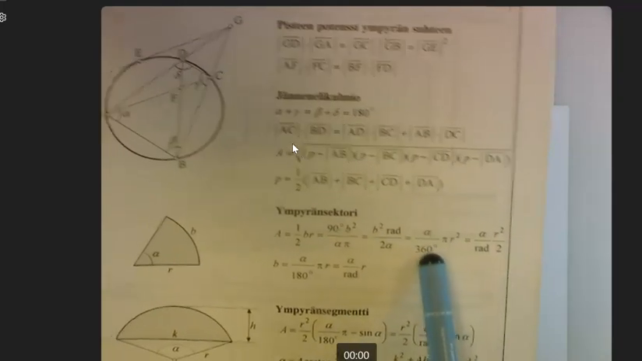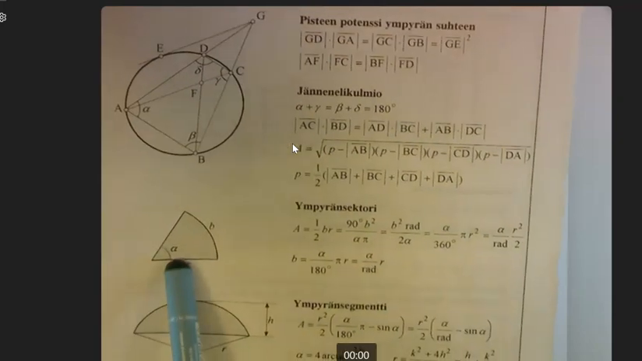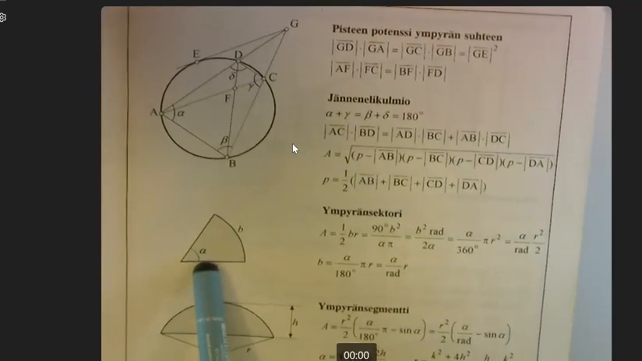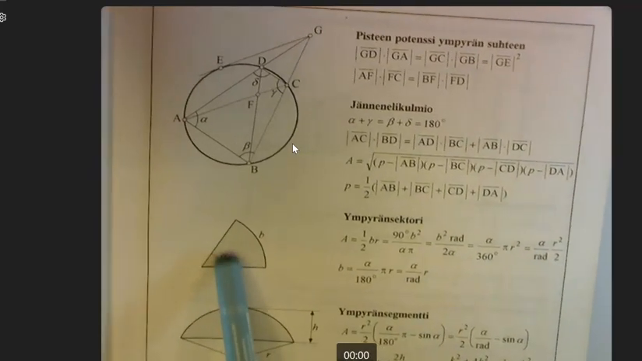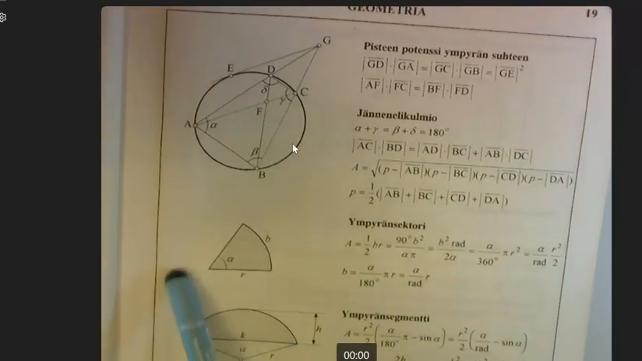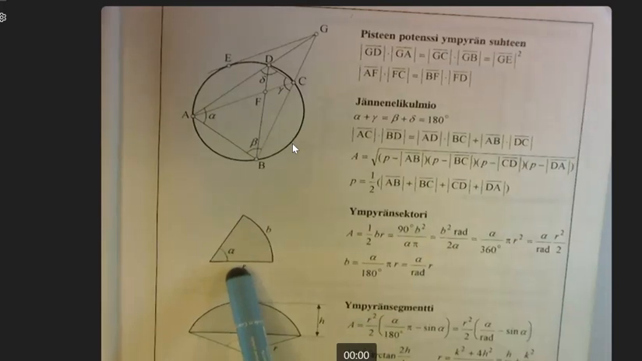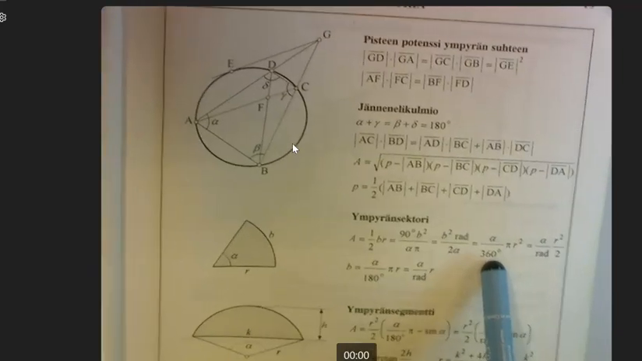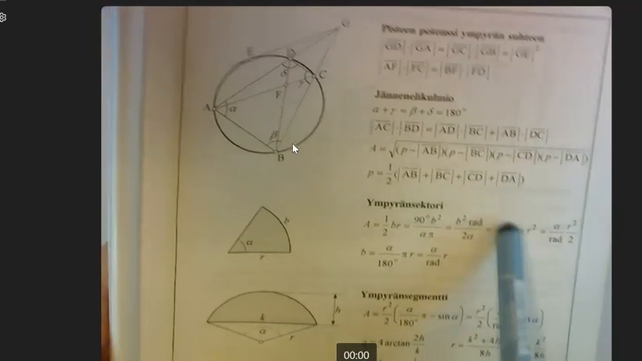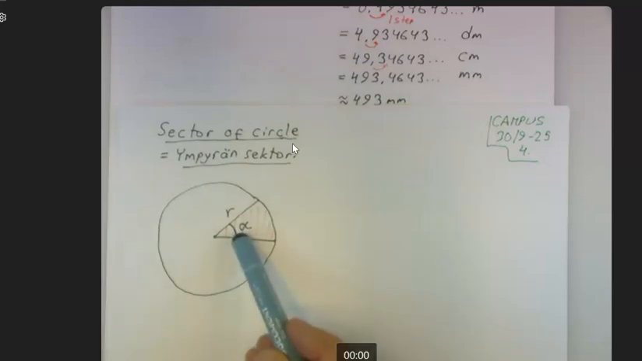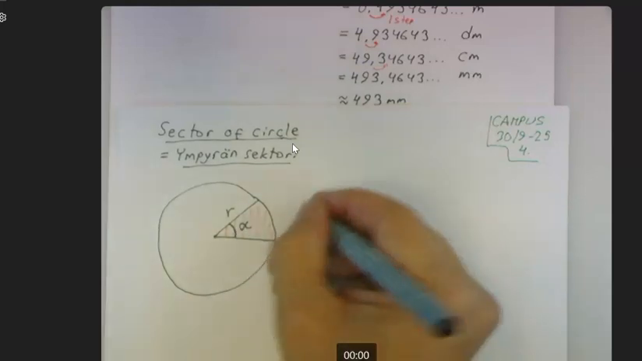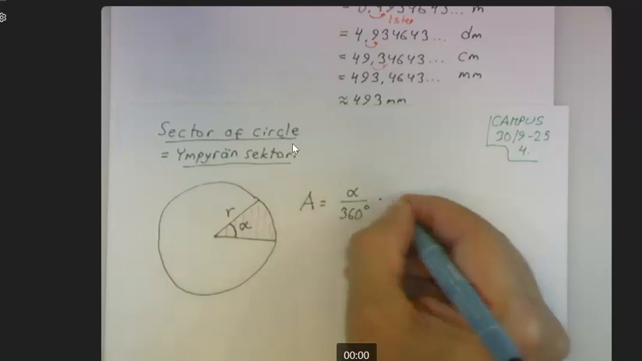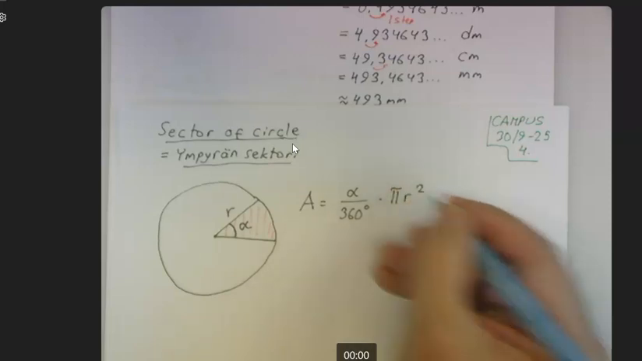And this alpha divided by 360 degrees, it tells that we are counting how big part of the whole circle we are having. If we have the degree of alpha here, and the whole circle would be 360 degrees. So this tells how big proportion of the whole circle we are having there. So this only takes account the value of the alpha here. So the area would be alpha divided by 360 degrees times area of the circle.